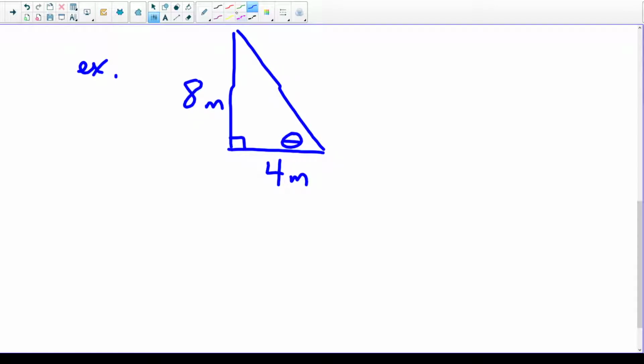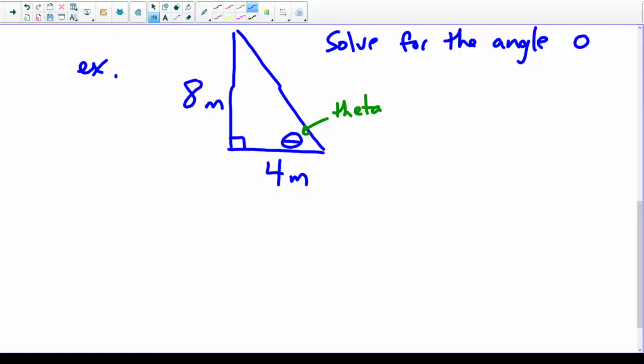You'll notice that I again used theta as the variable for the angle, and in this case that's what we're trying to solve for. You're trying to solve for theta. Alright, we're going to start this off the exact same way as we'd start any other right-angled trig question. We're going to label the two sides of the triangle that we're working with.